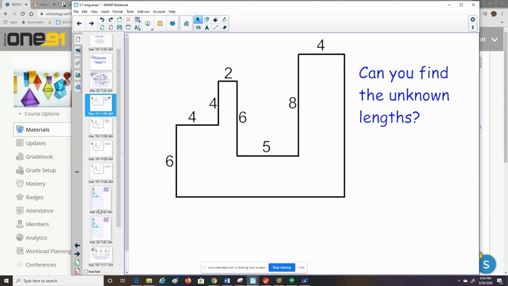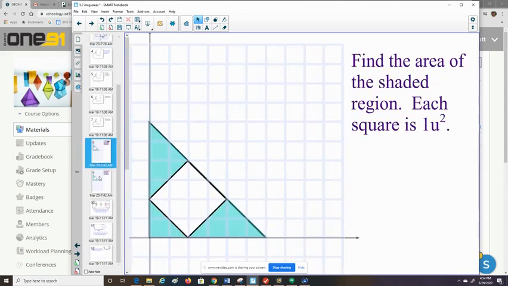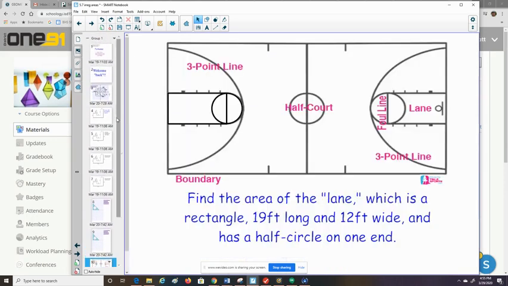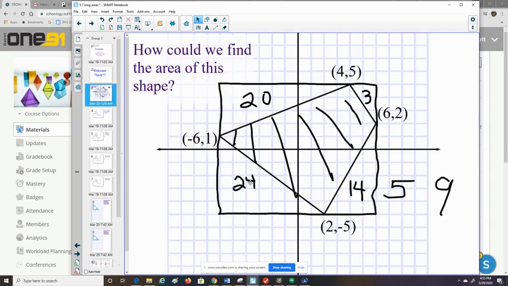We're going to look at this strange looking shape. We've got the area of a shaded region similar to what we've done before. And then also we're going to take a look at the area of a section of a basketball court. But I'm going to save that for tomorrow. That's enough mathematics for today.